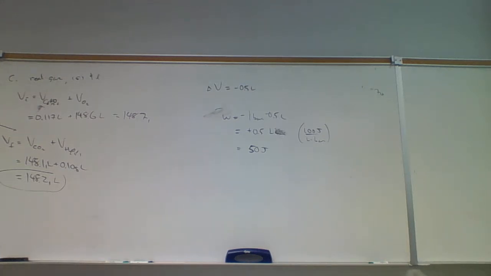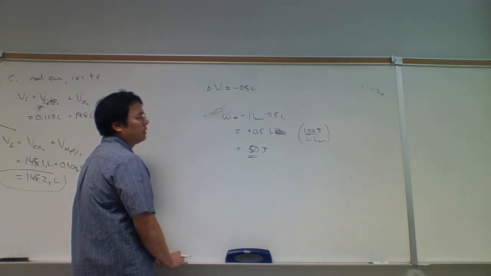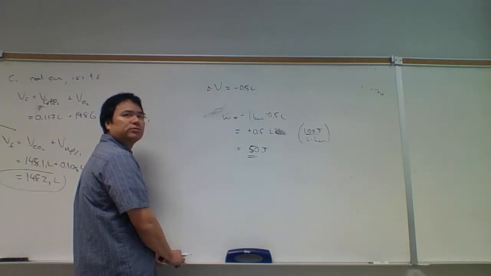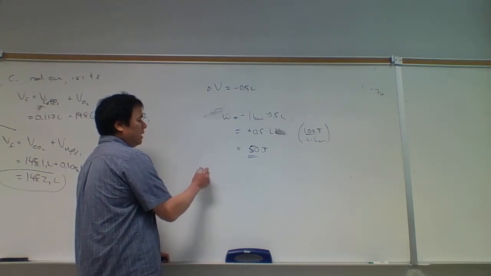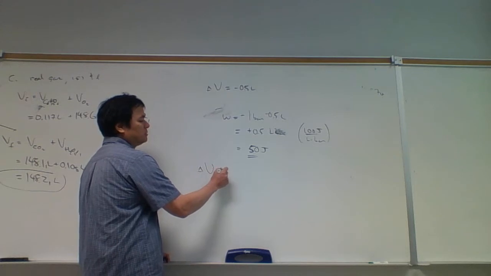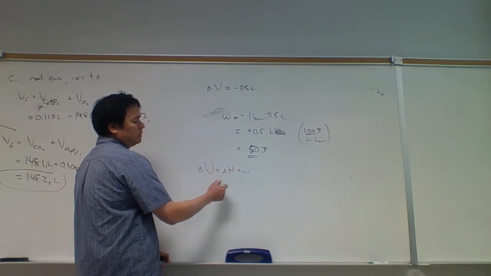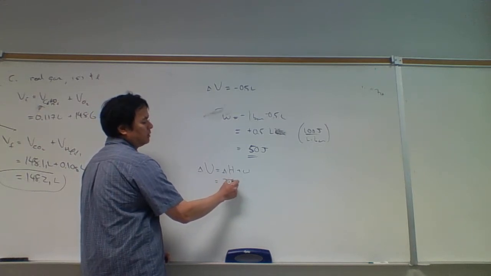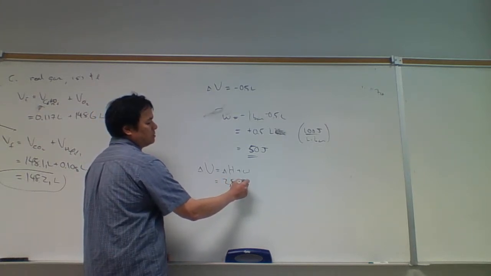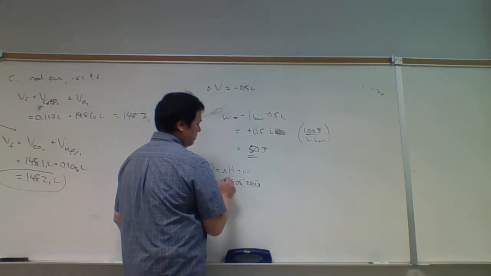And so this is a significant amount of energy here. I mean, we're blowing up a half a liter balloon. You can't do it for free, right? It's going to cost you energy. But I know that when I'm looking at delta U, it is delta H plus W. And so delta H in this case is negative 2,805,200 joules.